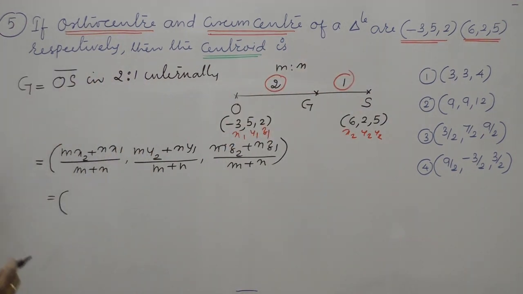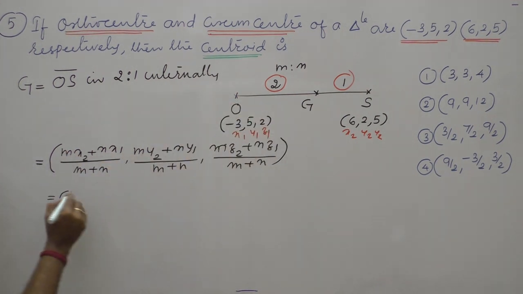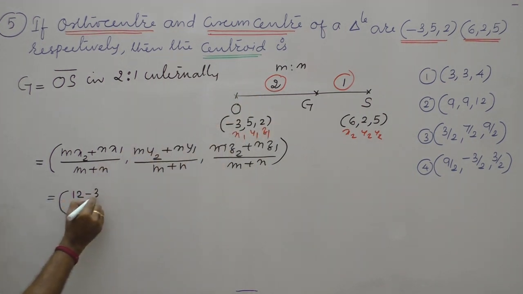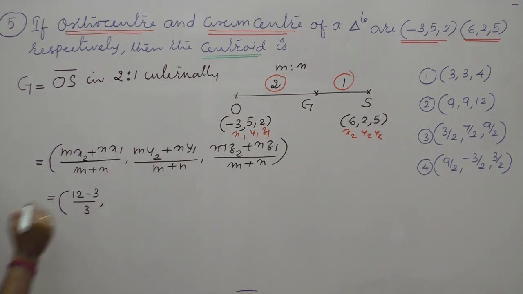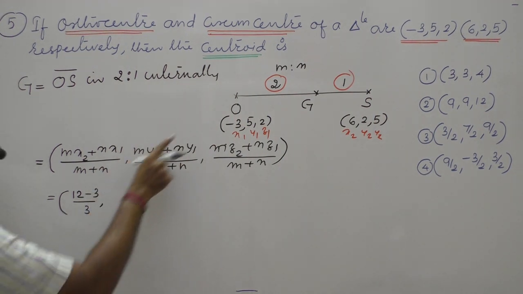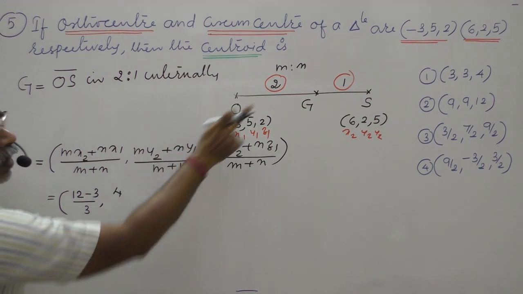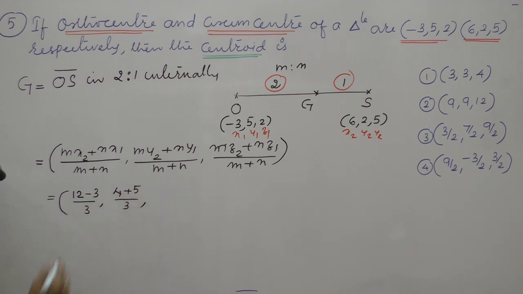We will put the values carefully. m×2, that is 2 into 6, it is 12, plus n×1, 1 into -3, so -3, divided by m plus n. What is m plus n? 3. Next, m×y2, 2 into 2, 4, plus n×y1, 1 into 5, 5, divided by again m plus n, 3.